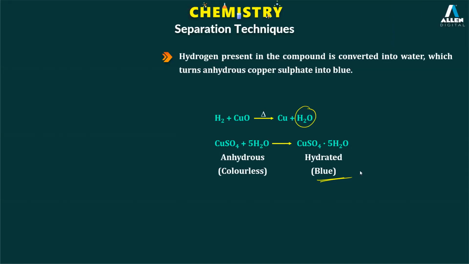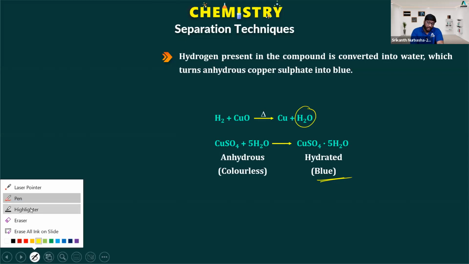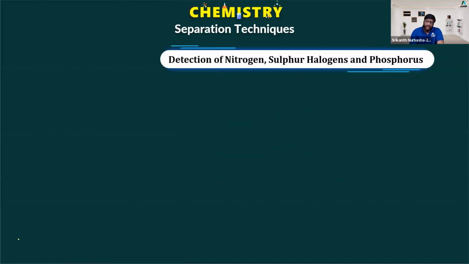Yes, sir. So we can detect carbon and hydrogen by treating with CuO and treating the carbon dioxide with lime water, which turns milky, or with anhydrous CuSO4, which forms blue hydrated copper sulfate. After this, you will have detection of nitrogen, sulfur, halogens and phosphorus. Nitrogen, sulfur and halogen, how can we detect them?